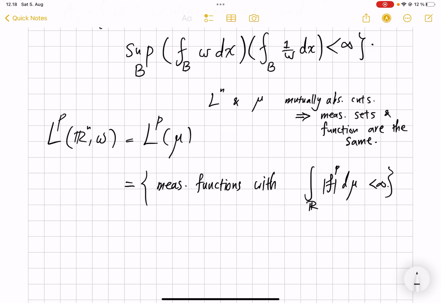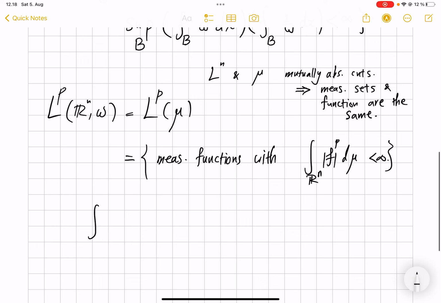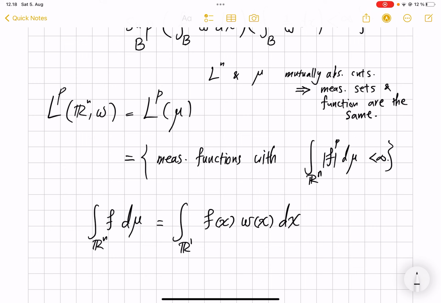And also it's a nice exercise for you to verify that integrating a function against d mu on any set, without loss of generality, we can do this by multiplying by a characteristic function, is nothing other than just integrating f of x times omega dx. So we can integrate against Lebesgue measure by paying this density. This is an exercise to be proved, but not difficult if you are familiar with, say, the Radon-Nikodym differentiation theorem. But anyway, so this is L^p of R^n, omega.